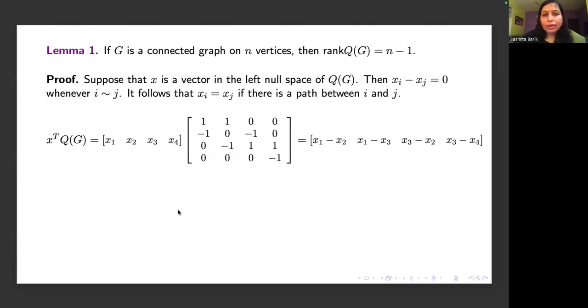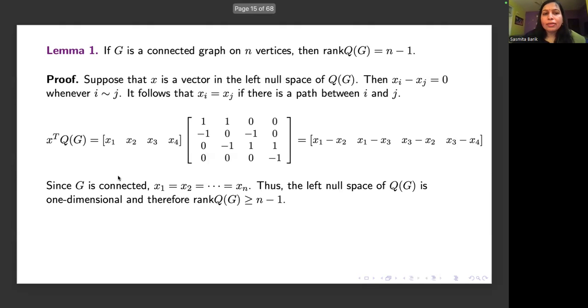And we have taken a connected graph. So this way I can prove it, because in a connected graph, every two vertices are joined by a path. So you can prove that x1 is equal to x2 equal to xn. So all the entries will be the same. That means any vector in the left null space is a vector where all the entries are the same. So basically the left null space is spanned by the all ones vector, and that's the basis for it.